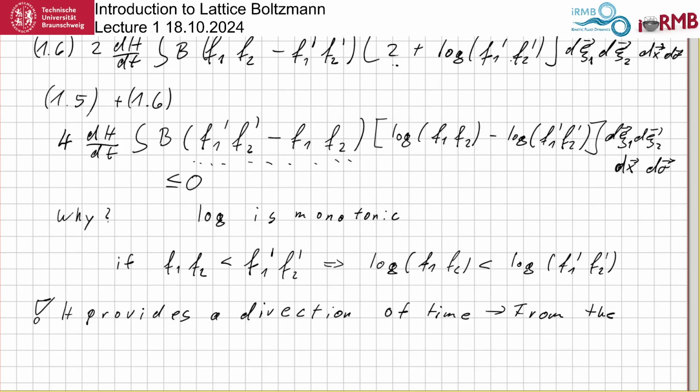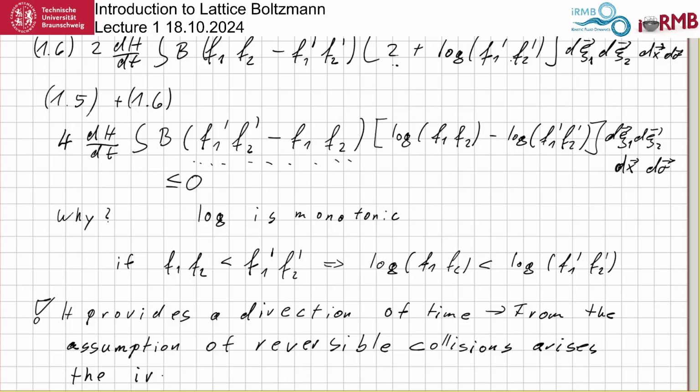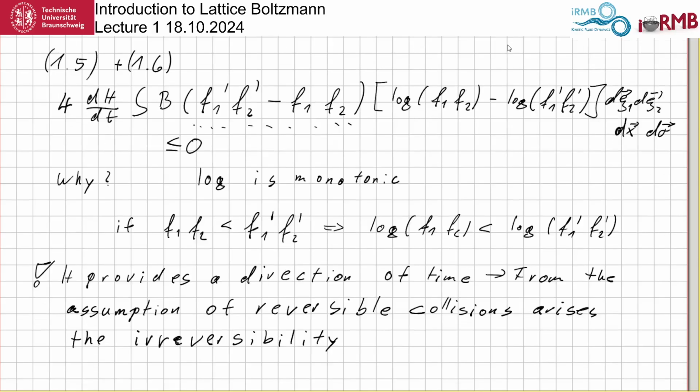So from the assumption of symmetry in time, which means reversibility, so reversible collisions, arises the irreversibility of a system. Because if there is anything in the system that cannot be undone, then the system itself can never go backwards. So the irreversibility of the system. Now there is one important case.